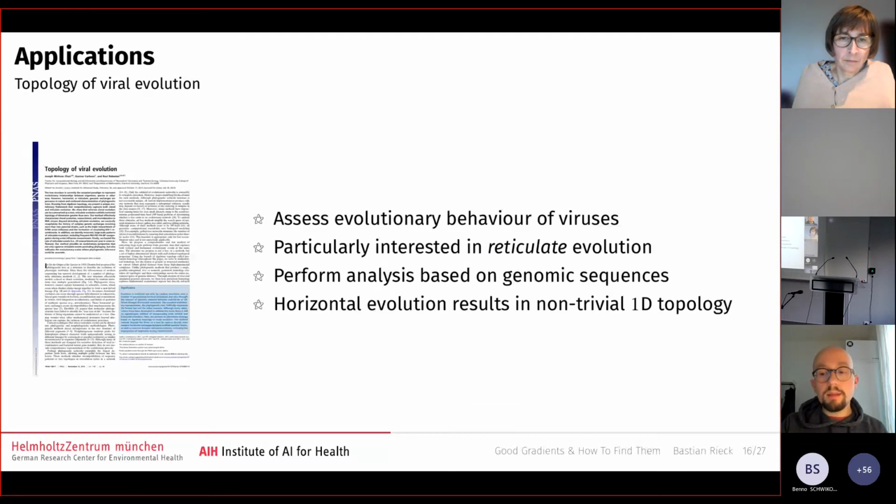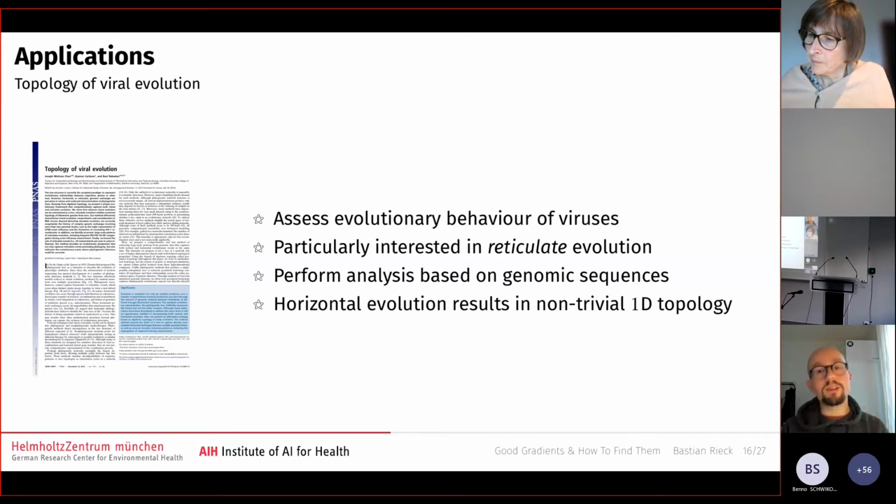Now, let me show you a brief application here that I found fascinating. This is relatively old work, I would say, from 2013. I mean, in mathematical terms, it's still super fresh, but in machine learning terms, it's from the dark ages. But it's a very interesting paper. The paper is called Topology of Viral Evolution, and please don't ask too hard questions about the actual evolutionary aspects in there, because I'm not a biologist and I can only appreciate the biology from afar.